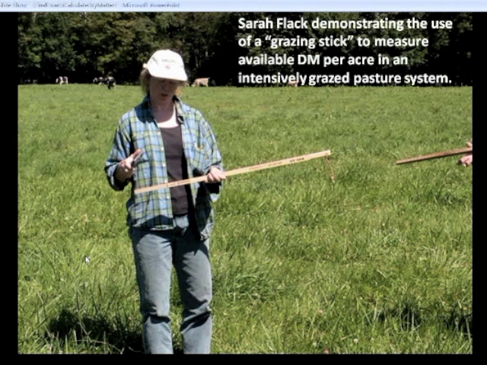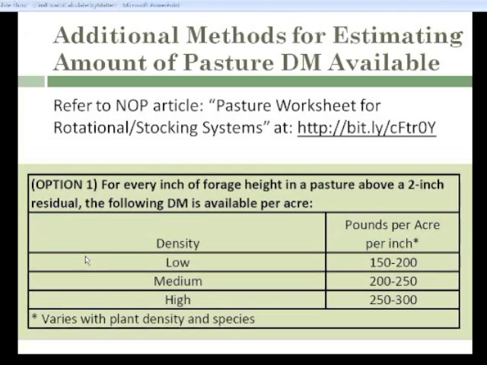This is a photo of me just demonstrating the use of a grazing stick. I'm not going to explain how to use the grazing stick during this webinar, but there is a video on the eOrganic website which shows you how to use one of these grazing sticks. I believe that Deb Haliba has also posted an article listing a lot of the different places around the country where you can get these grazing sticks, because they're a little bit different in different types of forages and different parts of the country. But this is certainly the easiest way to measure the amount of dry matter available per acre.